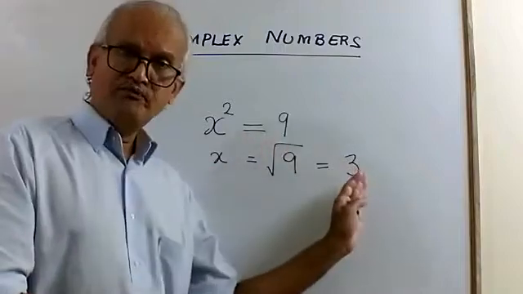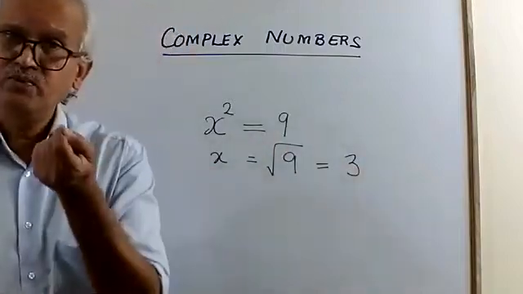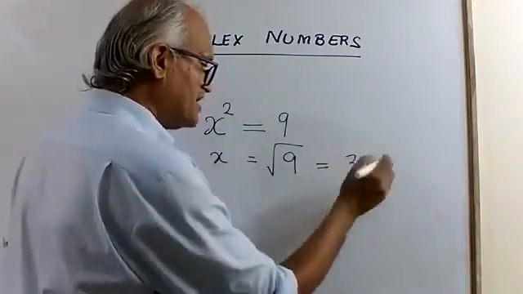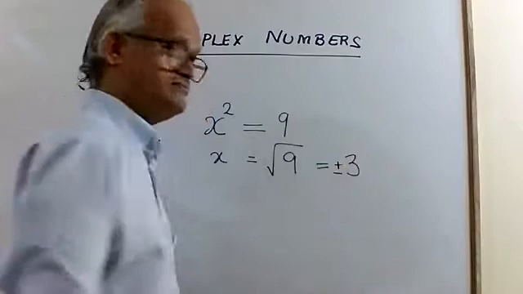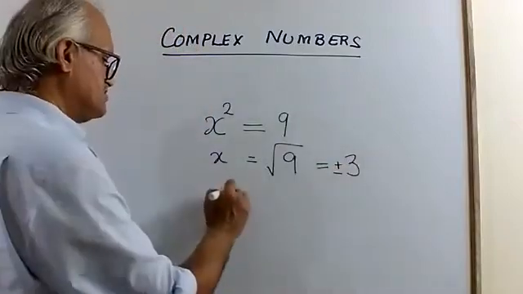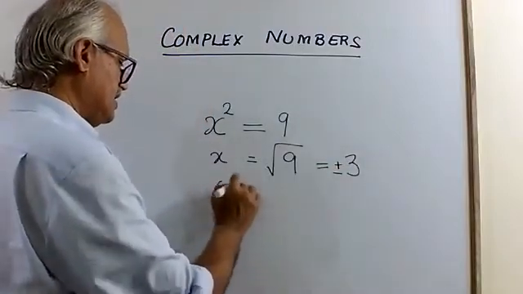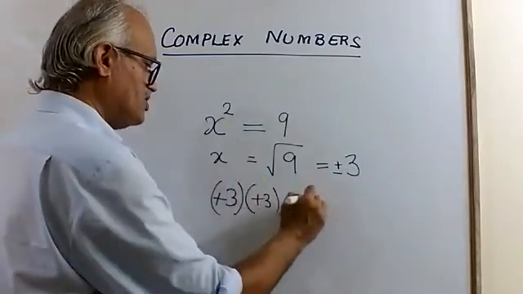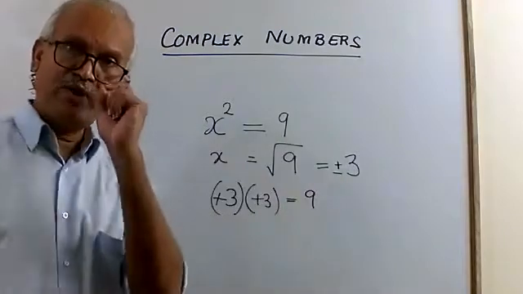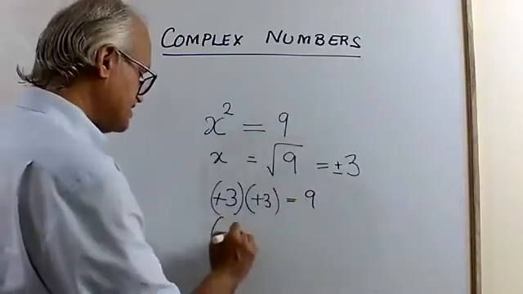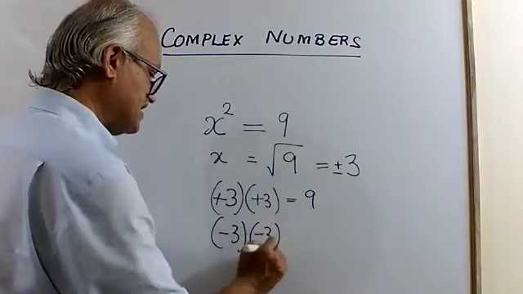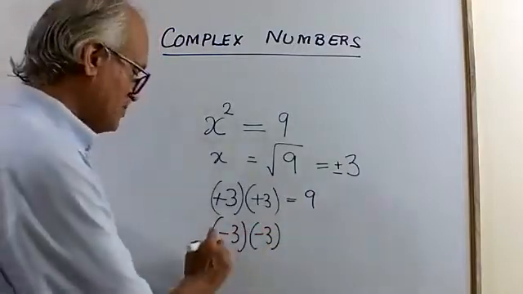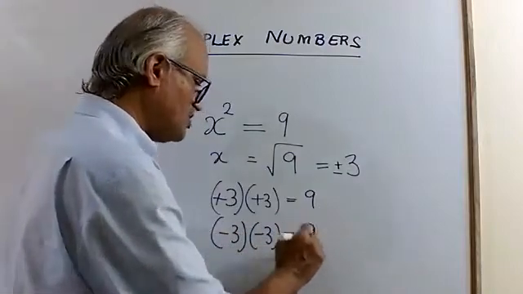Not wrong at all. I say, can it take some other value? And I'm sure you'll think a little more and you'll say, it could be plus 3, it could also be minus 3. Very much possible, because plus 3 into plus 3, that is plus 3 squared, is equal to 9. But equally correctly, minus 3 into minus 3, 3 3s are 9 and minus into minus you know is positive. So minus 3 into minus 3 is also 9.